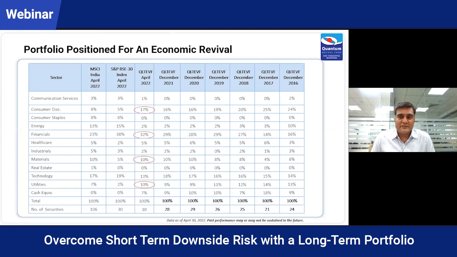Materials, again, will benefit from a corporate upcycle in the Indian economy. So a reasonably good weight in the materials. And utilities close to 10%, because in this inflationary environment, higher inflation or higher costs are a pass-through for them. So they do not get impacted by inflation. That is the reason it's close to a 10% weight in our portfolio right now.